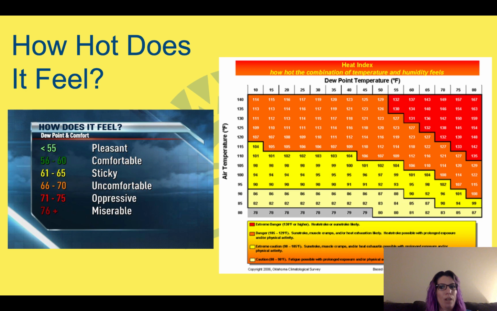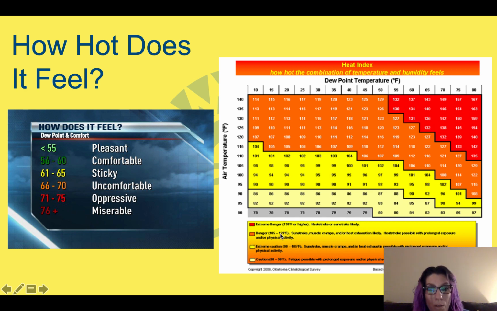But how hot does it feel? What does this whole dew point and humidity business have to do with how we feel? If you look, it's very similar to the wind chill factor, where we have the air temperature on the y-axis and the dew point temperature on the x-axis. We're just going to do the same type of thing that we did before. If we look at like 95-degree air temperature and 75-degree dew point, you can see that it's going to feel like it's 107 outside, and it's in this orange color, which is danger.